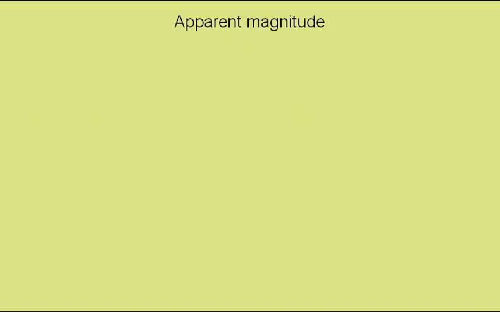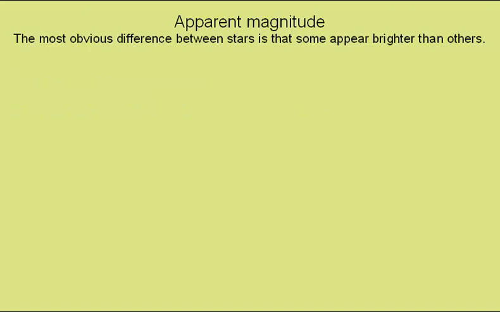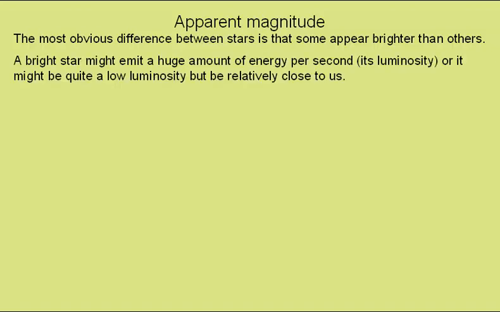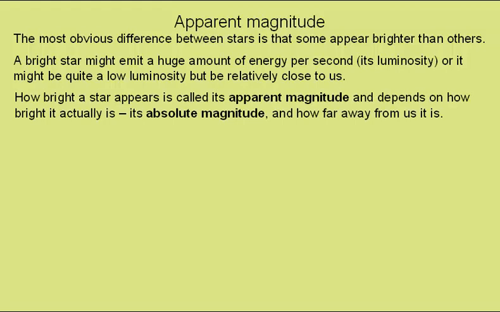Apparent magnitude. The most obvious difference between stars is that some appear brighter than others. A bright star might emit a huge amount of energy per second, its luminosity, or it might be quite a low luminosity but be relatively close to us. How bright a star appears is called its apparent magnitude, and depends on how bright the star actually is, what's called its absolute magnitude, and how far away from us it is.